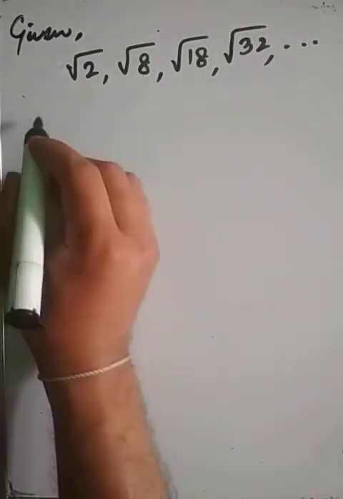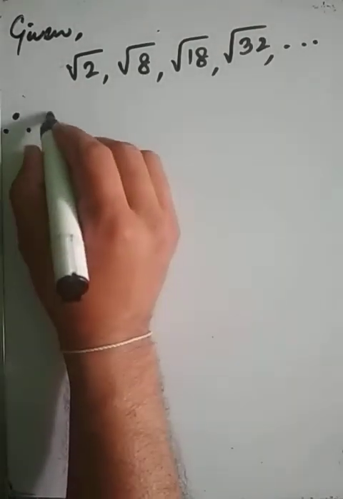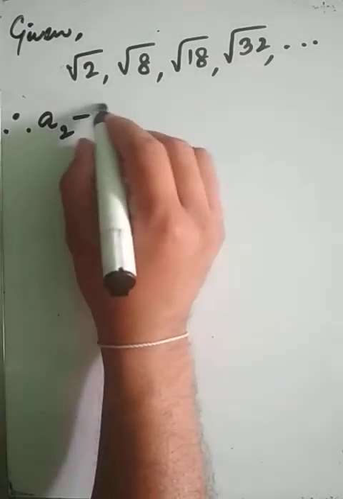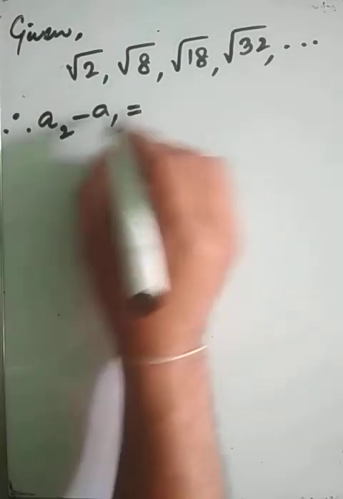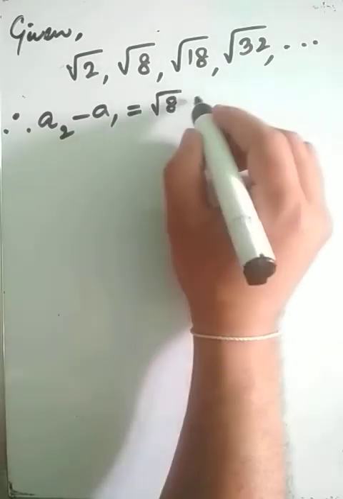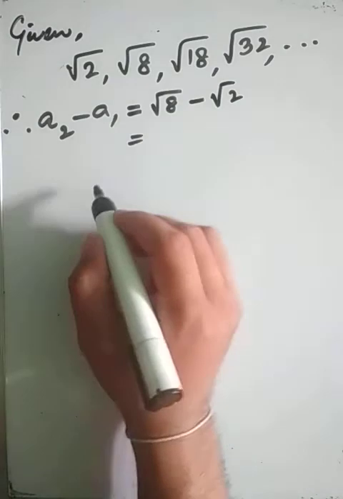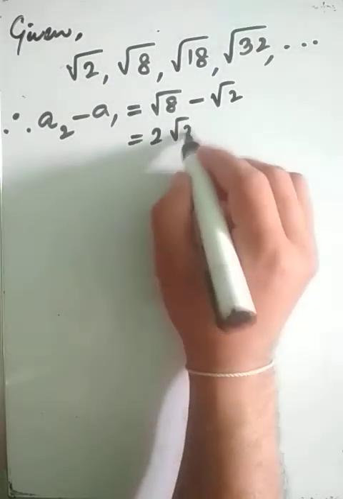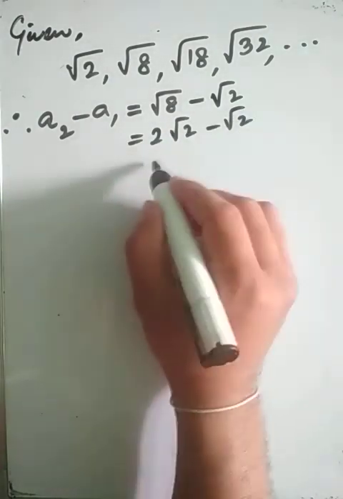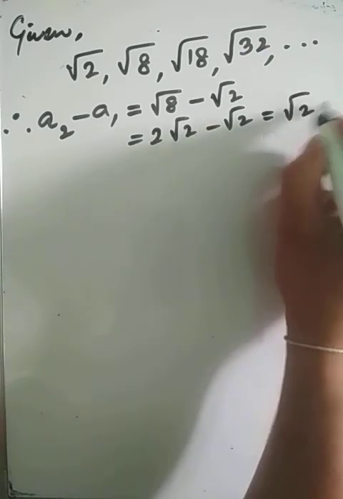Okay, next we are going to find a2 minus a1. a2 means root over 8, minus a1 is root over 2. So root 8 means we got 2 root over 2. So minus root 2, we are getting here root over 2.